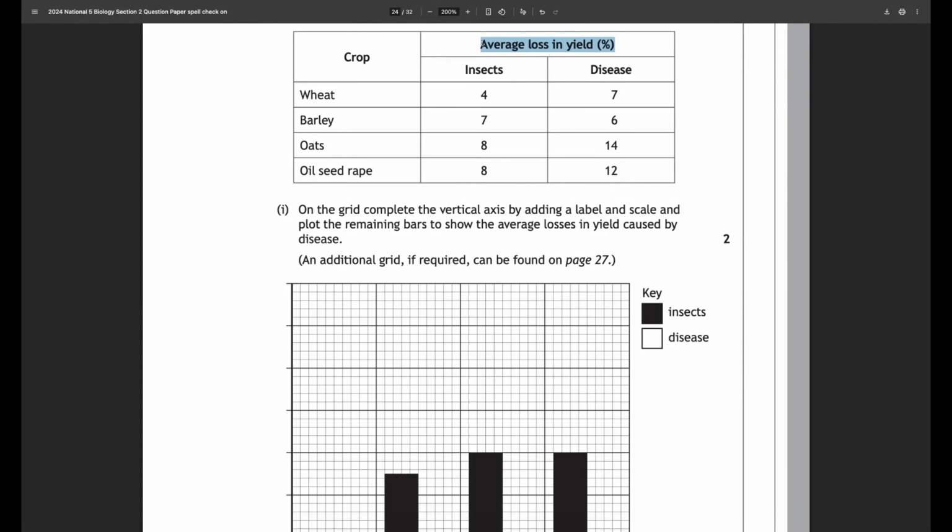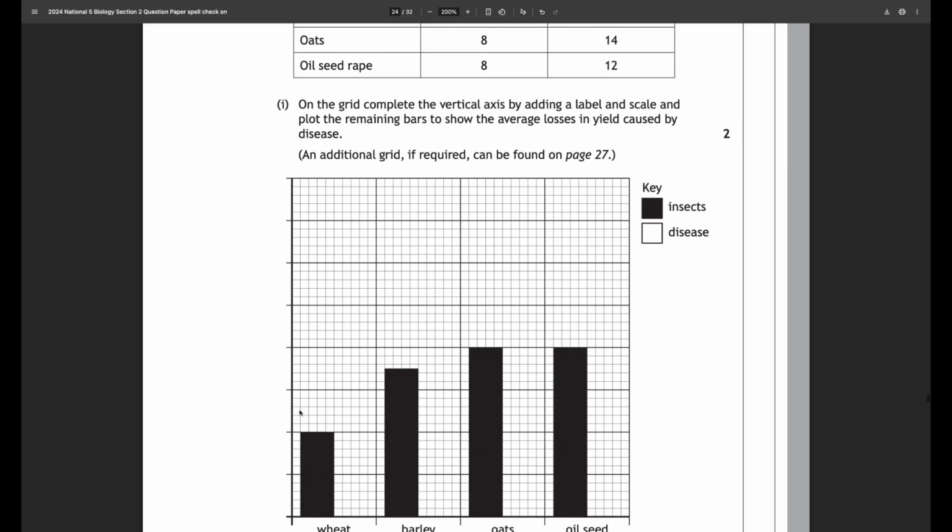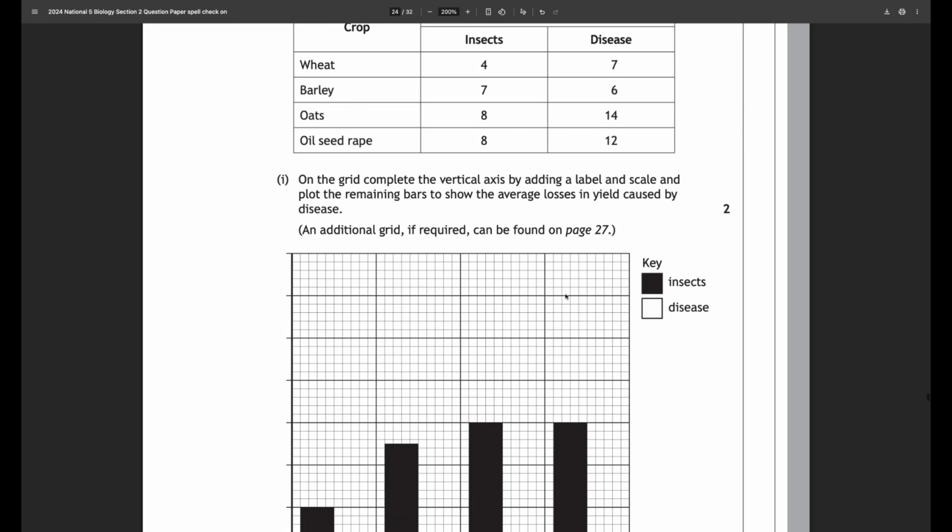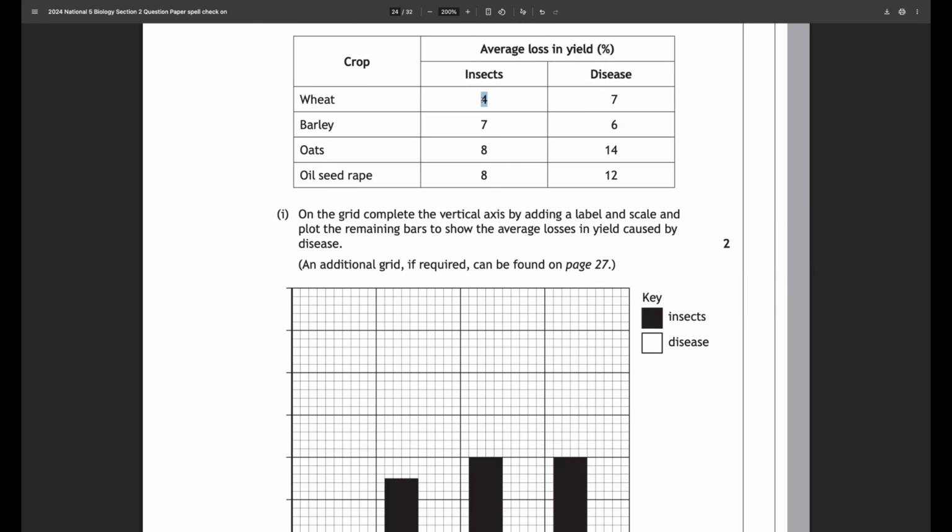You're simply copying and pasting what is in the table. So average loss in yield and then in brackets percentage is exactly what you should be writing on the label there, okay? Don't try and shorten it, abbreviate it, change it in any way. Just write exactly what is in the heading in that table and you can't go wrong. In terms of the scale that goes up the side, now we look here and we see that wheat is on the second rung of that scale. So we go up to wheat, and this is insects, and we see that wheat for insects is 4.